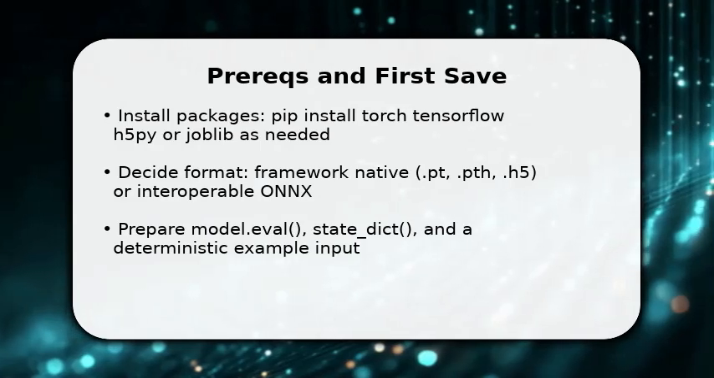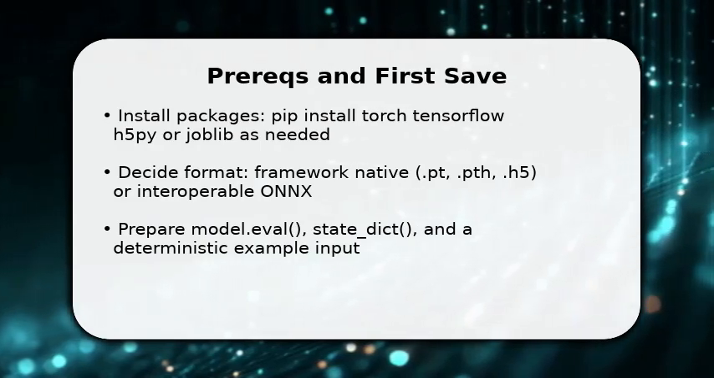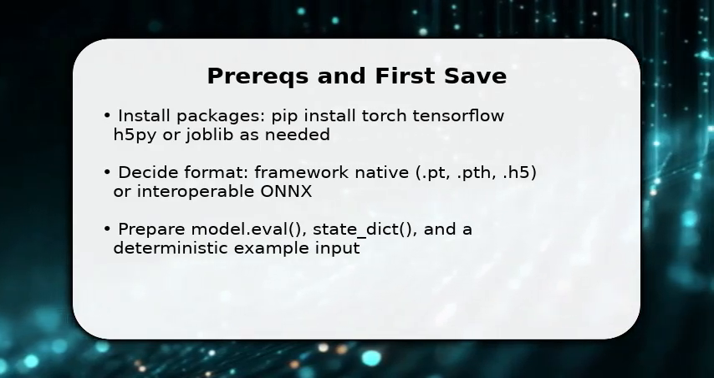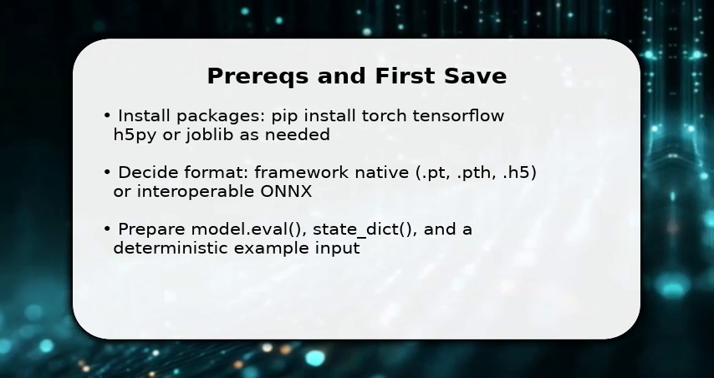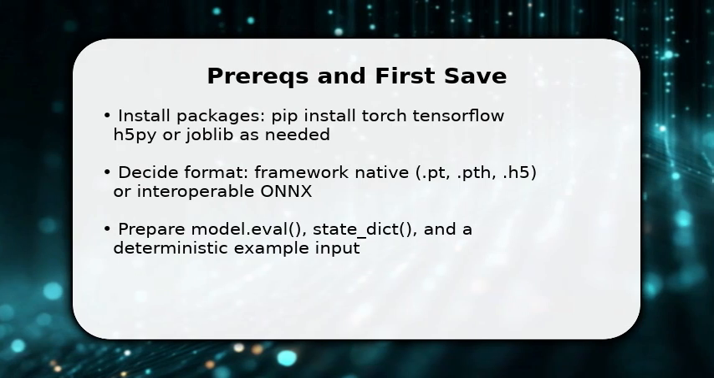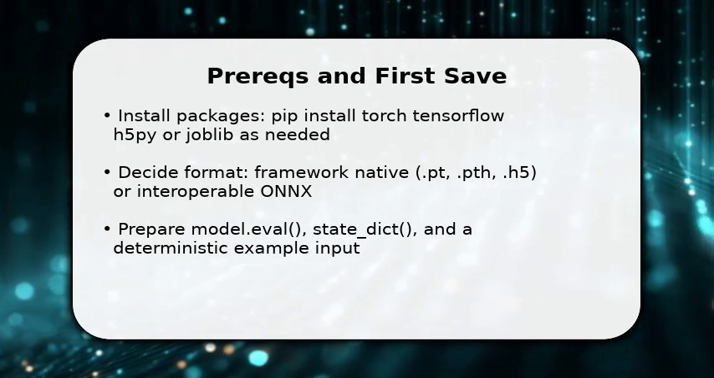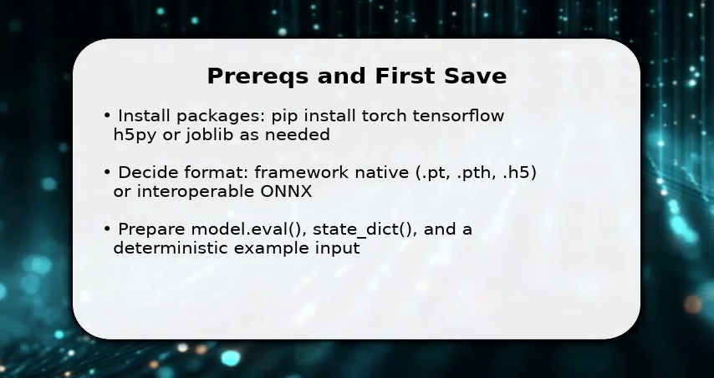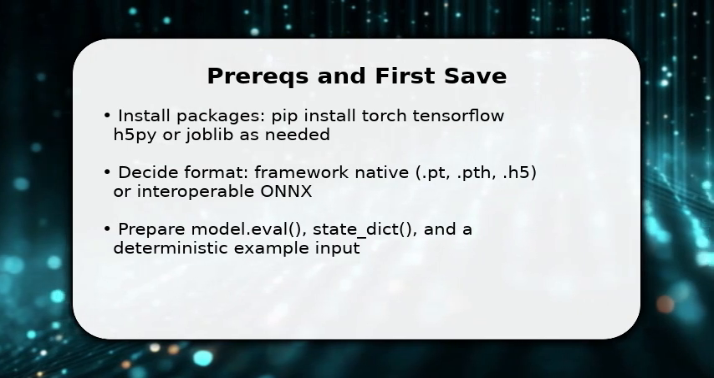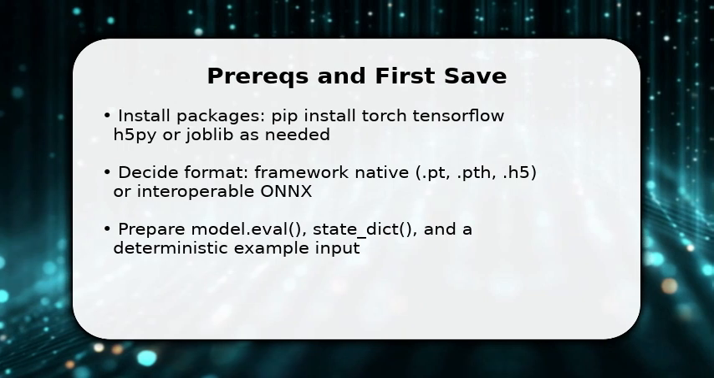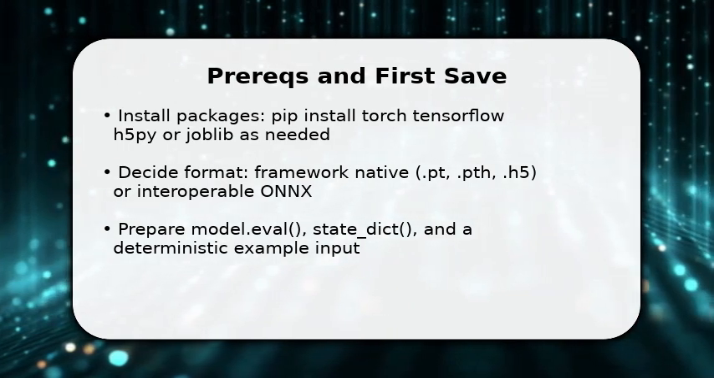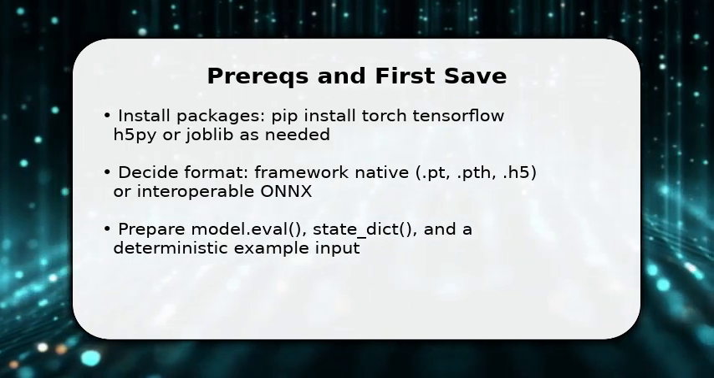You start by confirming dependencies and selecting a format appropriate to your framework. PyTorch, TensorFlow, and ONNX are common choices. Once you have a trained model, call model.eval() for deterministic behavior and create a small example input tensor for tracing if needed. Next, extract the state dict in PyTorch or use model.save_weights in TensorFlow. These are the first actionable steps to serialize parameters.